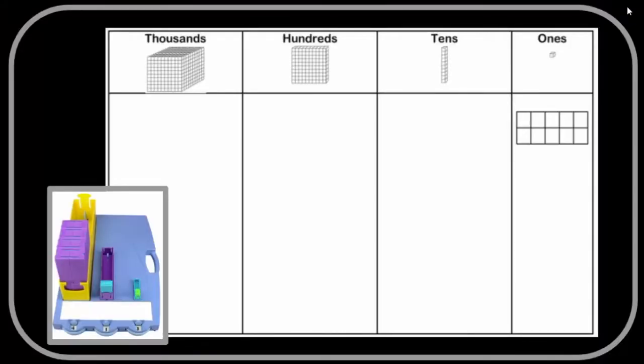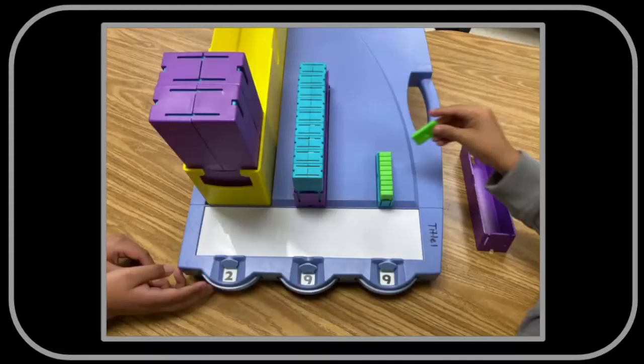This game can then expand to 1,000 as students begin to build larger numbers. In this next video, you will see how students discovered that adding one block to the ones place created a new 10. 30 tens then equaled 300.